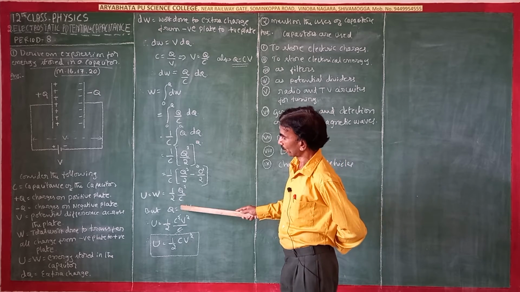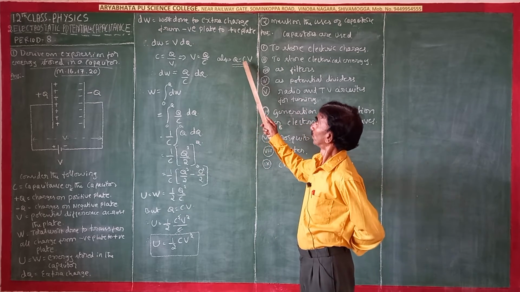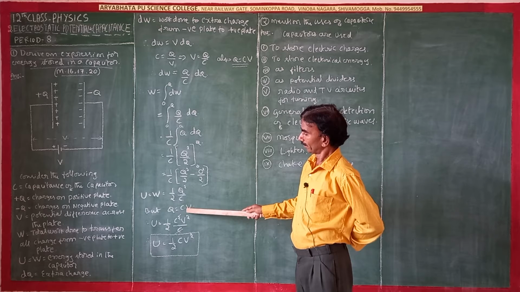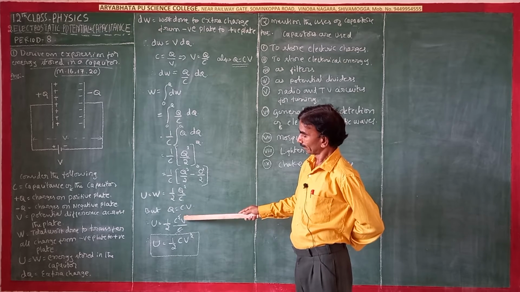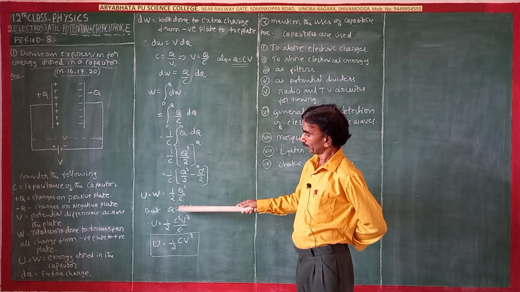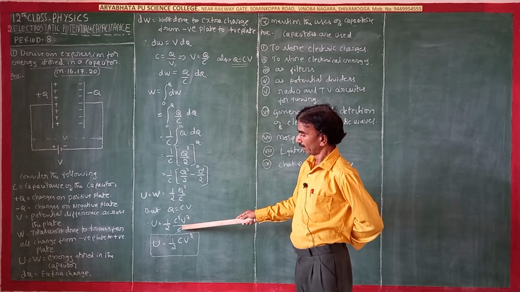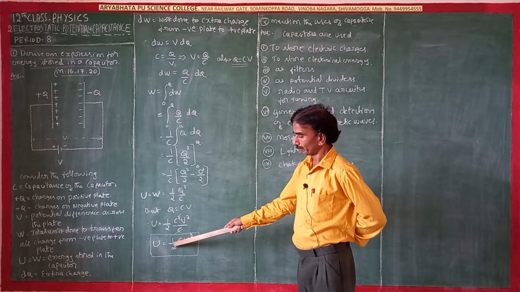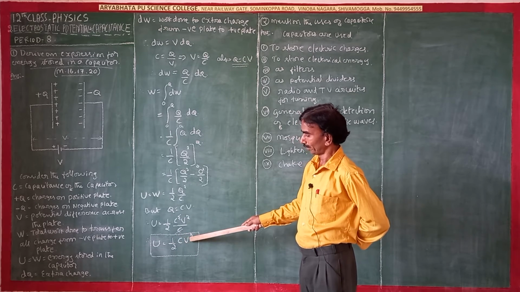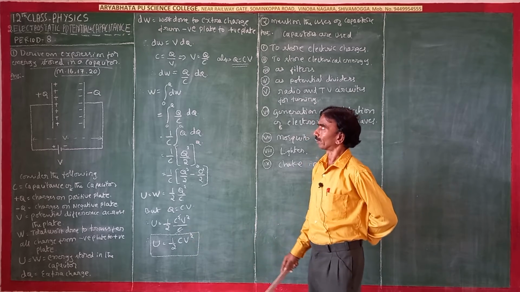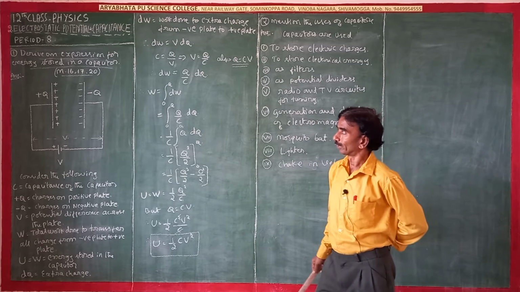But Q is equal to CV. You know this. Put this into here. So Q by C, Q square means C square V square by C. One C cancels. So remaining is U is equal to 1 by 2 into CV square. So this is an expression for the energy stored in the capacitor.